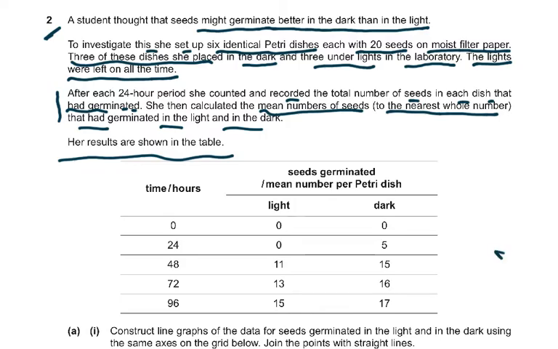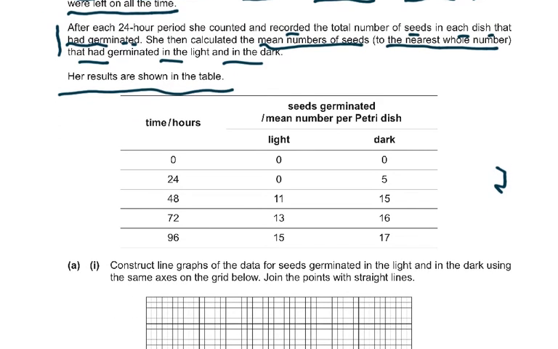Time, hours, seeds germinated. Now you can see here at 0 hours there was 0, 0, and then in the light at 24 hours, there were 0, then 11, then 13, then 15. In the dark, there was 0, then 5, then 15, then 16, then 17. So more have germinated in the dark, and they started germinating in the dark first. In 24 hours, 5 had germinated, but 0 in the light.